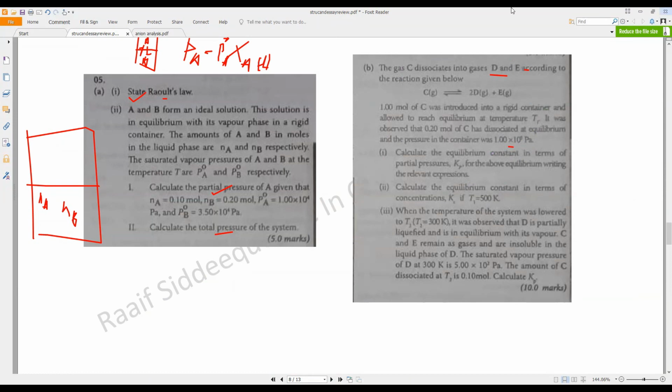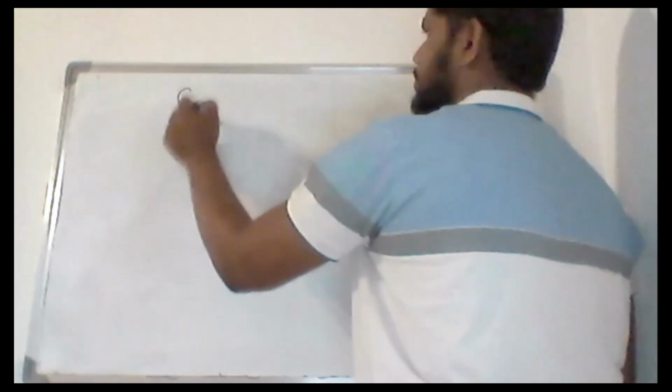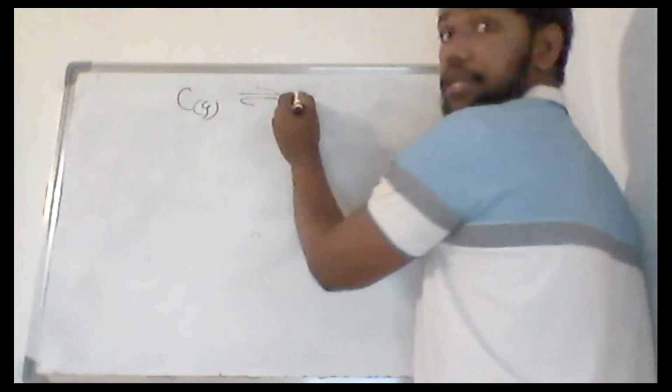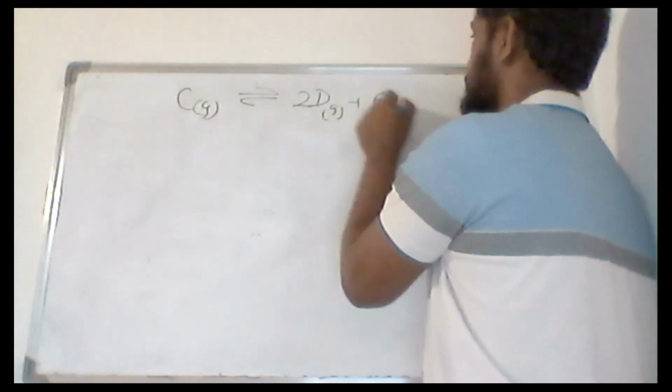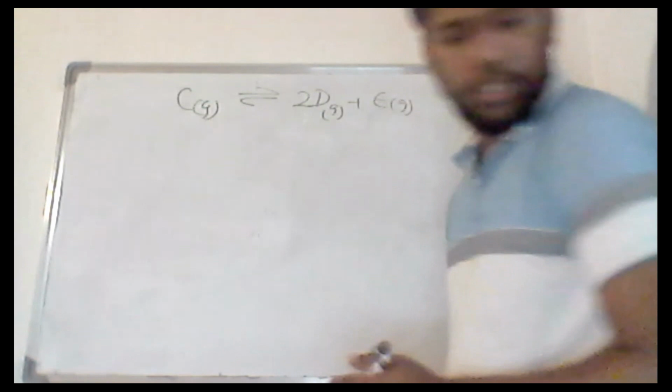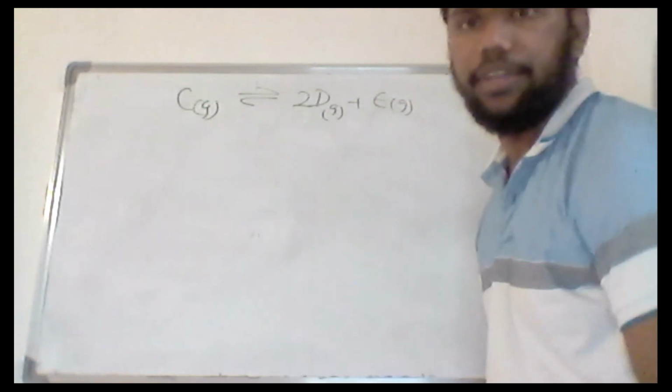I will stop sharing. Right, so we have the equilibrium. C gas giving 2D gas plus E gas, right? So this is the normal typical equilibrium that they have given.